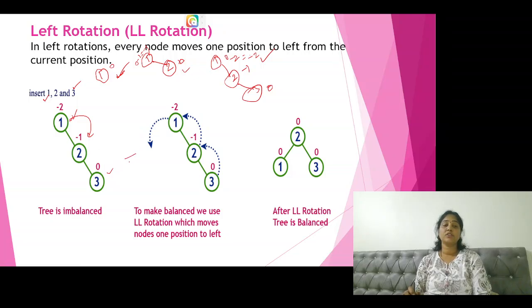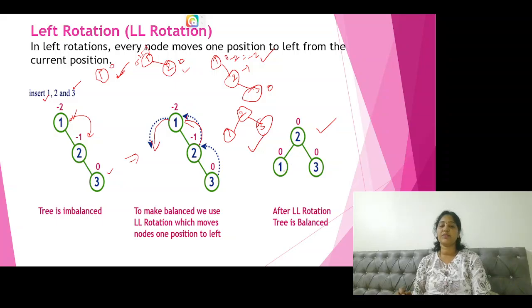How to balance? Whenever the tree is right skewed, you have to use LL rotation. To make it balanced, we use LL rotation. How to do LL rotation? See here, it moves nodes one position to the left. So 1 will be moved to the left side and 2 will become the root node. This is how we have to do it. So 1 goes left, with 3 as usual. So this is LL rotation.